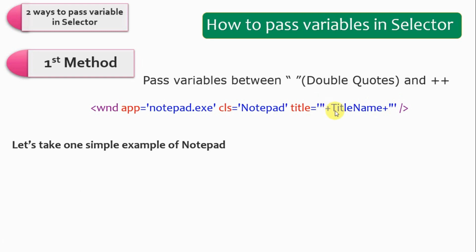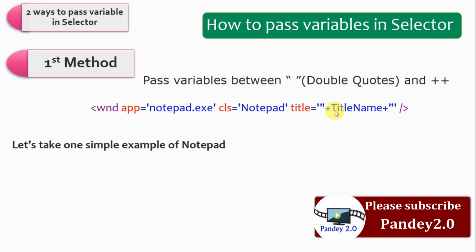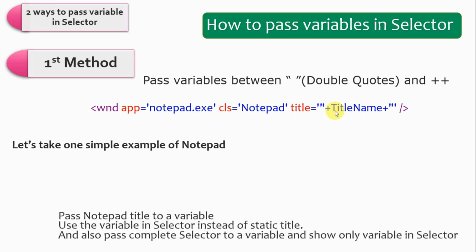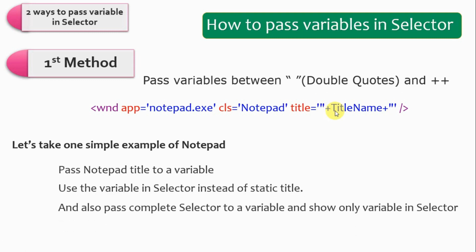So let's take one simple example of Notepad. I'm not going to give you a big example, just a simple one, so you can understand how to pass a variable in a selector. First we'll pass the Notepad title to a variable, and then we'll use that variable in the selector instead of the static title, and also we'll pass the complete selector to a variable, so only a variable in the selector. Let me first open UiPath Studio.